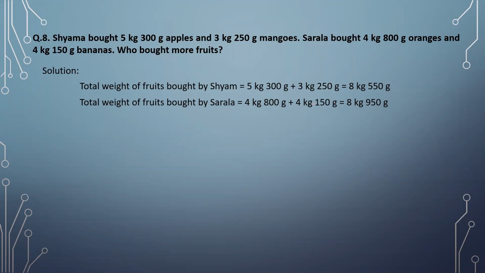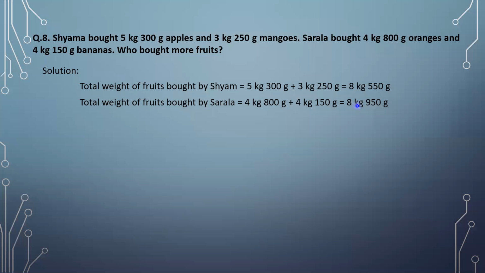Now the question is: who bought more fruits? That means you have to compare these total values. During the comparison, first of all we are going to compare the kilogram values, because kilogram is larger than gram. If the kilogram value is the same, then we move to the gram value.